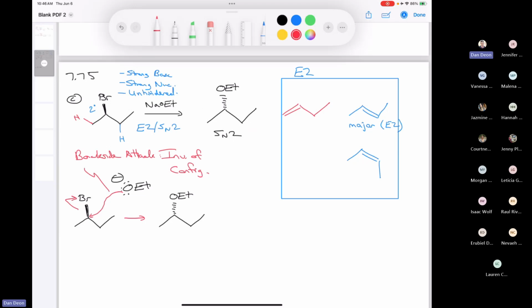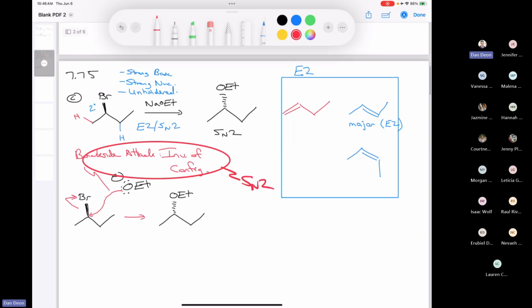Okay, cool. And that's an SN2 topic. Okay, so SN2 gives you inversion of configuration based off of backside attack. All right, let's keep going.